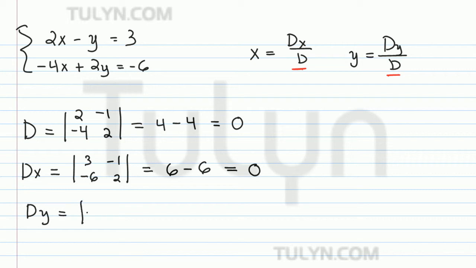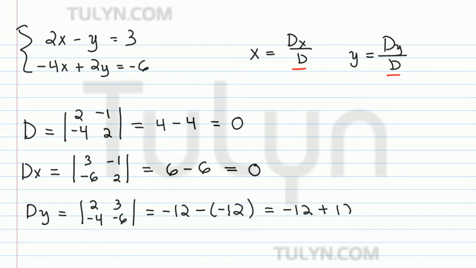Finally, Dy is where you replace the y coefficients with the constant terms. So the first column is still the coefficients in x, and then the second column is the constant terms on the right. So now multiplying this, 2 times negative 6 is negative 12, minus negative 4 times 3, that's also negative 12. And simplifying, this becomes negative 12, minus minus leads to plus. And these are negative 12 plus 12 is going to be 0, since they're additive inverses as well.